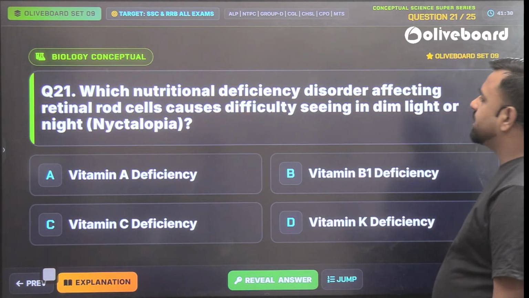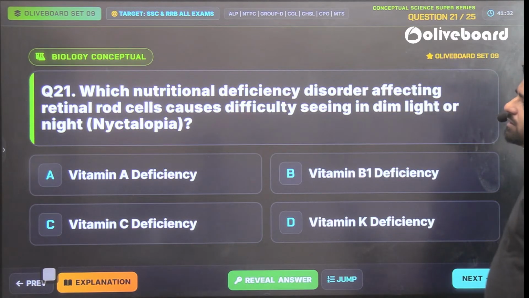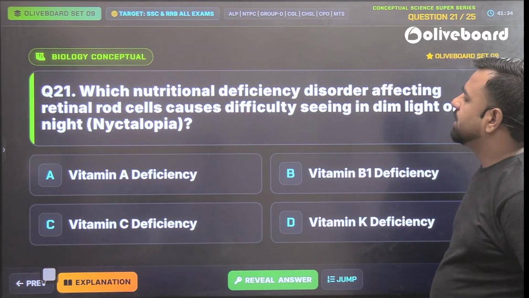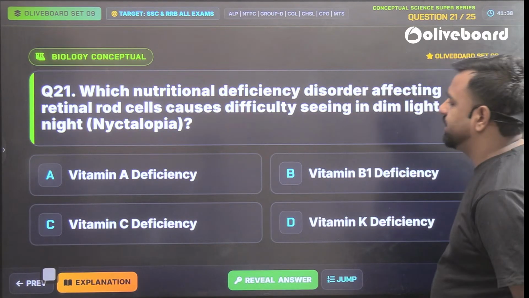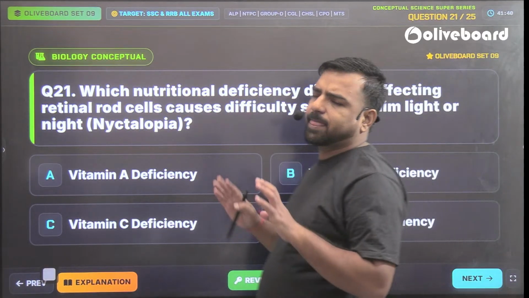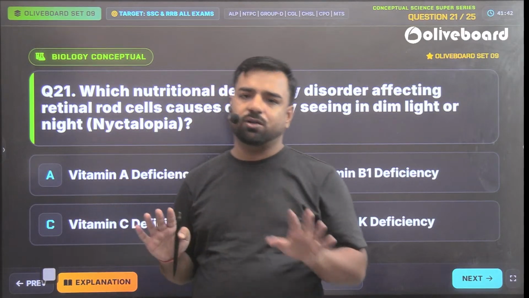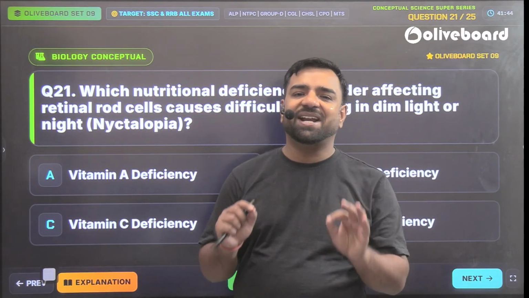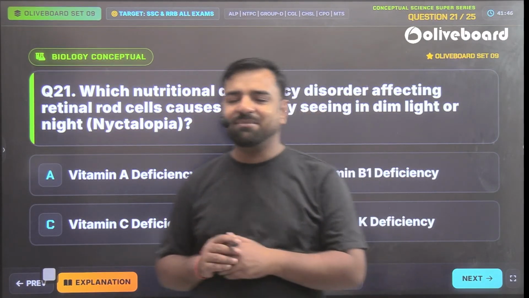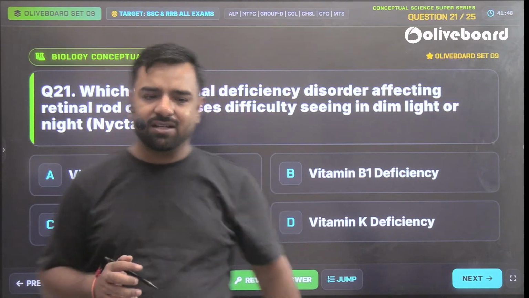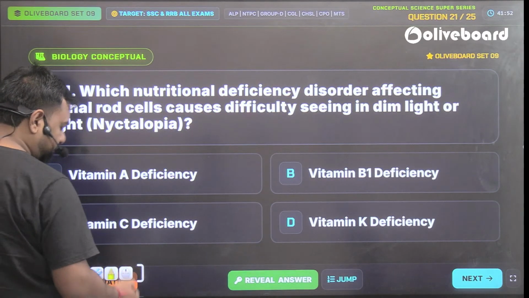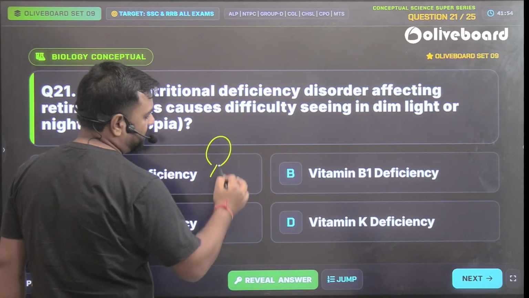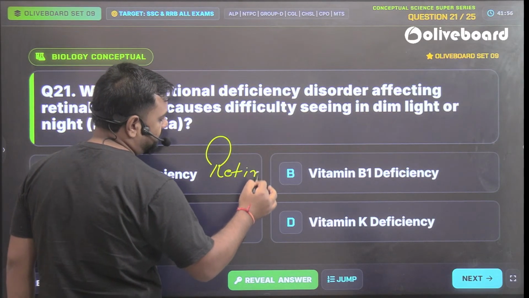Which nutritional deficiency disorder affects retinal rod cells and it causes difficulty seeing in the dim light or night? Guys, it is looking typical, but it's not. It's talking about night blindness, right? So what is the chemical name of vitamin A? Utkarsh, you are 100% correct. The chemical name of vitamin A is retinol.